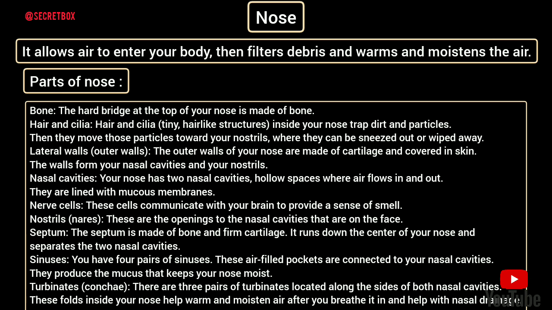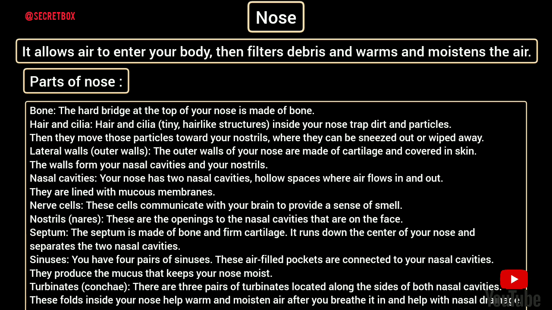Parts of the nose: bone. The hard bridge at the top of your nose is made of bone. Hair and cilia. Hair and cilia, tiny hair-like structures inside your nose, trap dirt and particles. Then they move those particles toward your nostrils, where they can be sneezed out or wiped away.